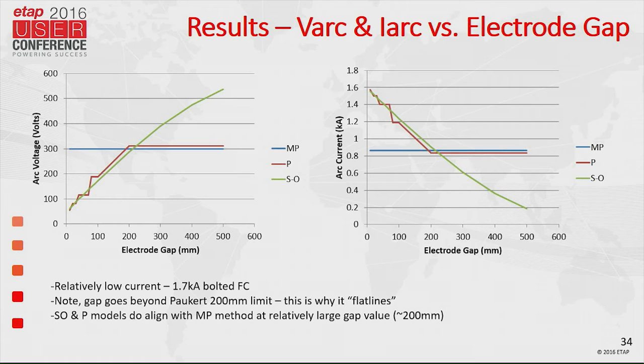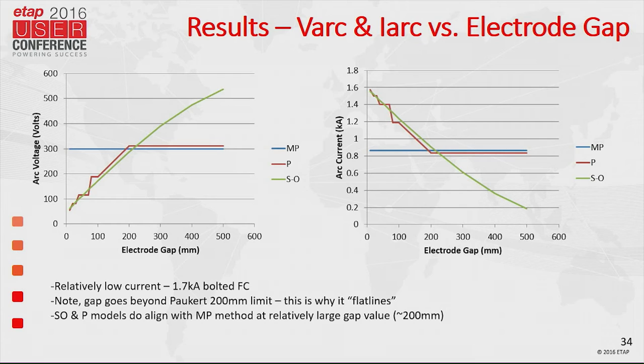As we go up in gap, the arcing fault current goes down. With the Stokes, the green one, it's a smooth line because remember that's a continuous function. With the Palkert, we had different equations that apply for different levels of gap, and so it jumps around a little bit, and don't get worried about that. Then it flatlines at 200 millimeters for Palkert. The maximum gap that he considered was 200 millimeters, so we reach a value at that point.